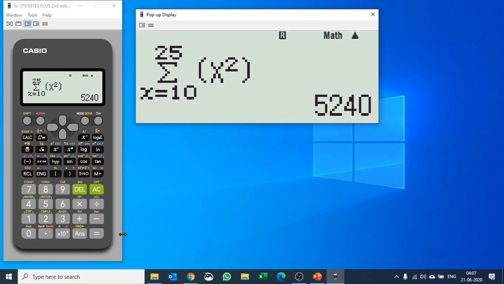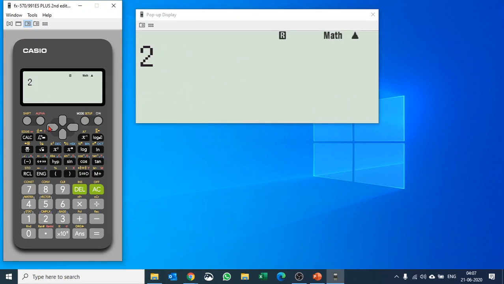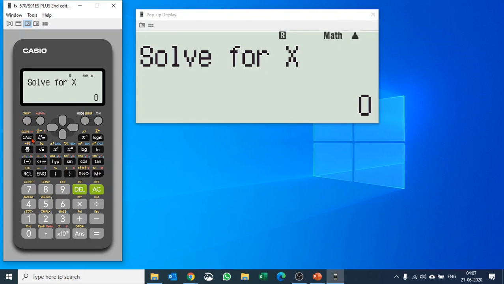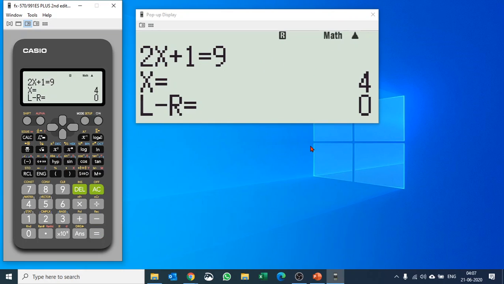Let's say we would like to use the solve function. If we have an equation like 2x plus 1 equals 9, and we would like to find out the value of x, we'll say solve, shift and calc to solve for x. It equals, and it gives you the value of x as well.